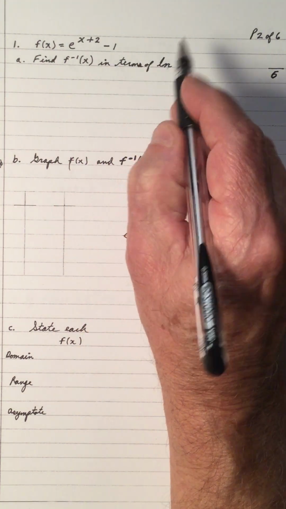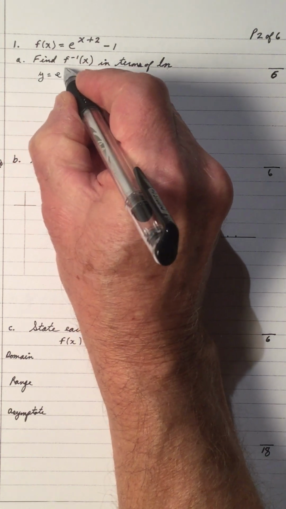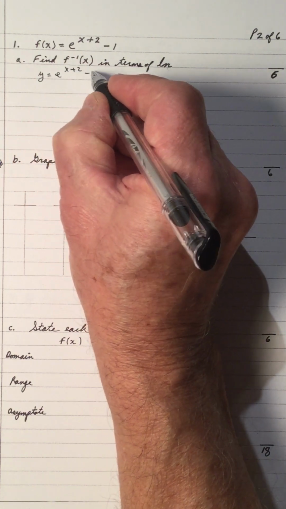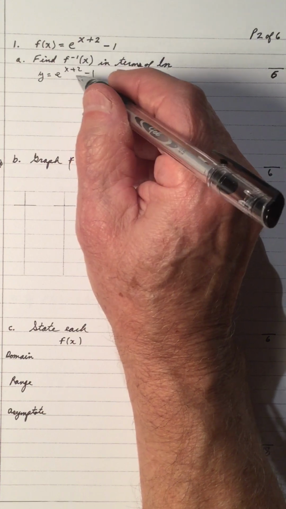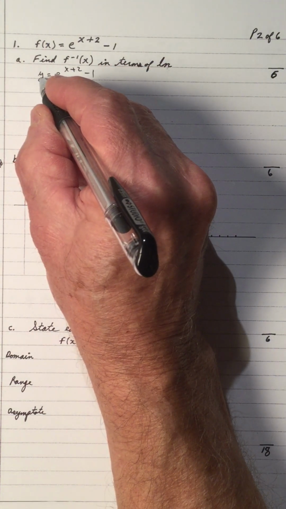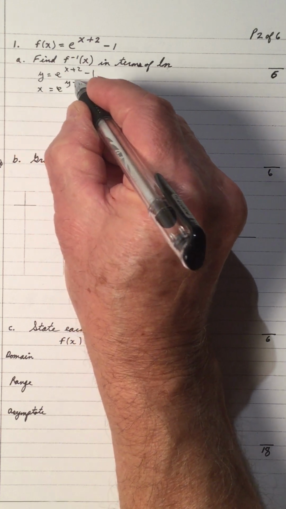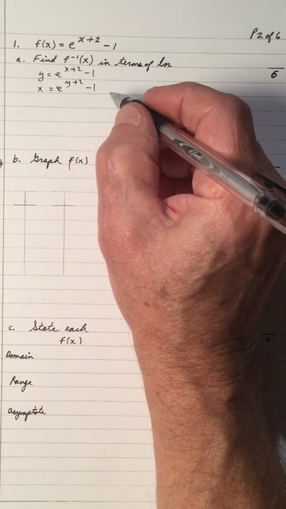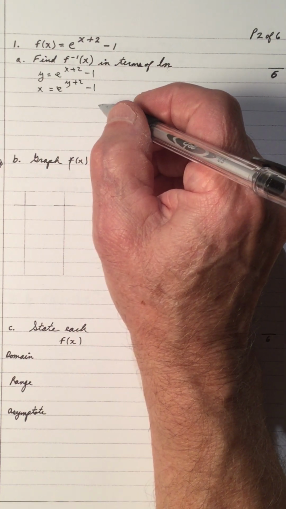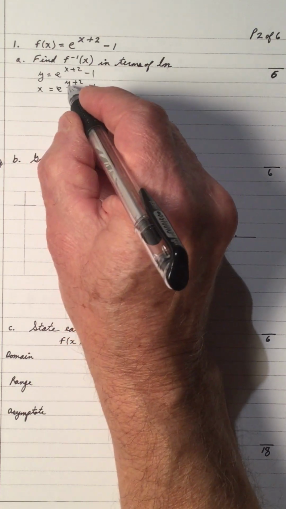So we take the f of x and change it to a y. This is what you do when you find the inverse of any function. And you change the y to an x and the x to a y, because when you find the inverse, you always reflect in the line y equals x. So y is x, x is y. Now we'll solve for y.